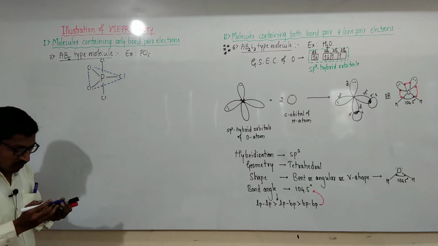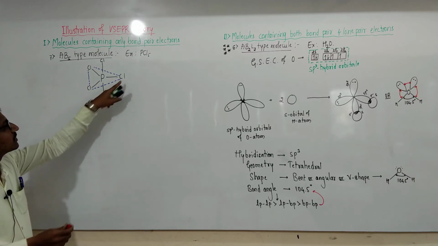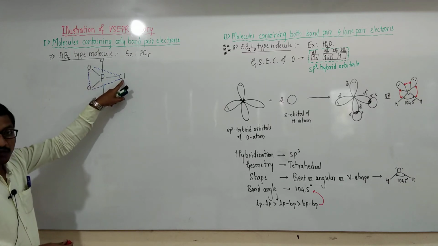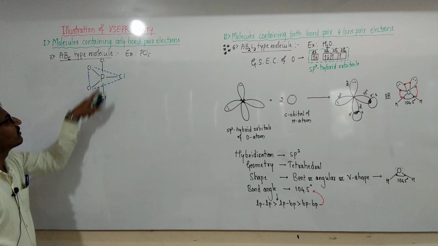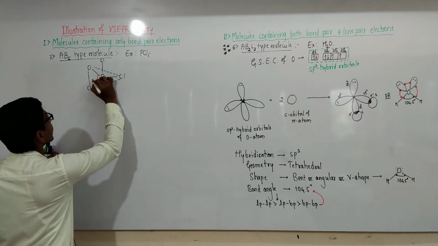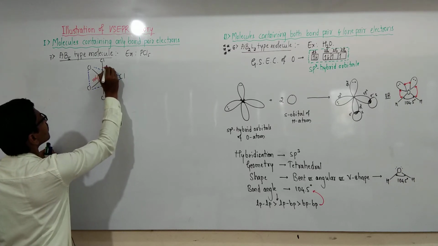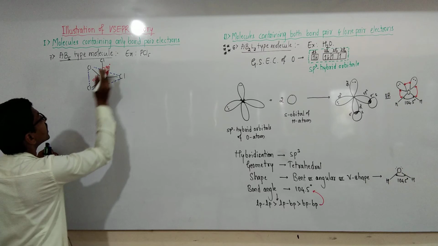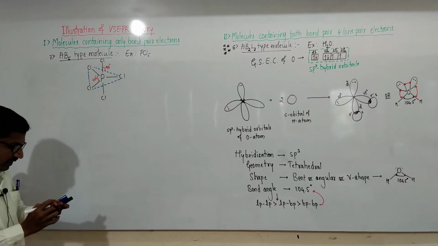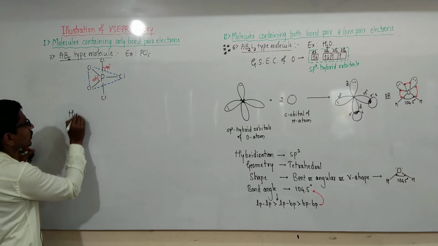There are two types of bonds in PCl5. These are the equatorial bonds, and these two are the axial bonds. The equatorial bond angle is 120 degrees. This is a trigonal plane, and the axial bond angle is 90 degrees to the plane. Now the geometry and hybridization of this molecule.